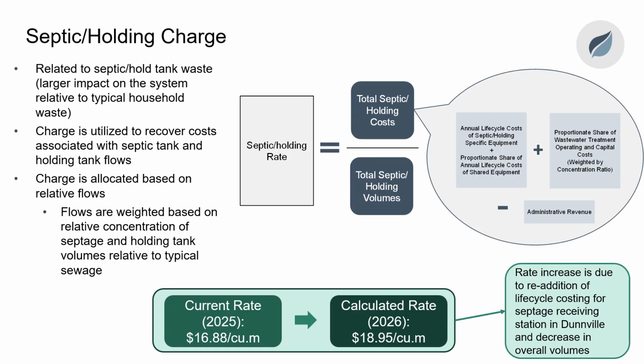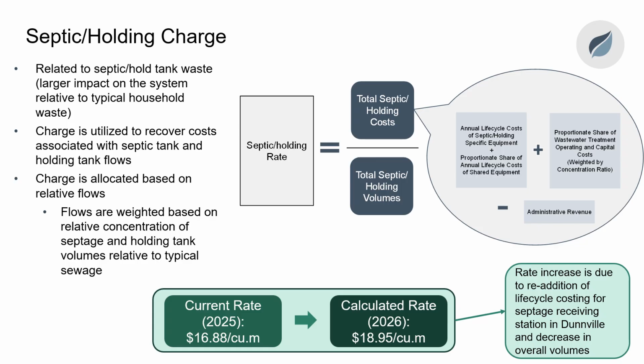And for the costs related to this activity, we take a look at the life cycle costs for the infrastructure, the specific equipment required for the septic or holding flows, and we include a proportionate share of the life cycle costs for any shared equipment. Then we add in the proportionate share of the overall wastewater treatment operating and capital costs, weighted by the relative concentration, to come up with the total costs. Subtract some administrative revenue, and that's how we allocate the cost related specifically to septic holding.